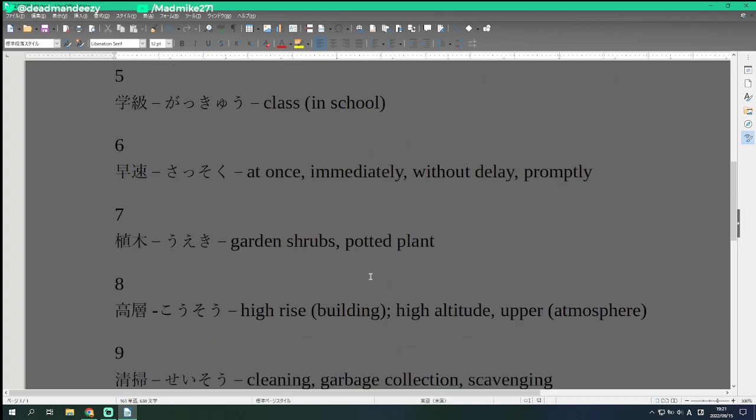Number six is sassoku. Sassoku means at once, immediately, or at fast speed. Both of these kind of mean fast or early. Haya on the left side kind of means early, and soku on the right side is fast. So at a quick pace is really, at a fast speed is what this means. At once, immediately, without delay, or promptly.